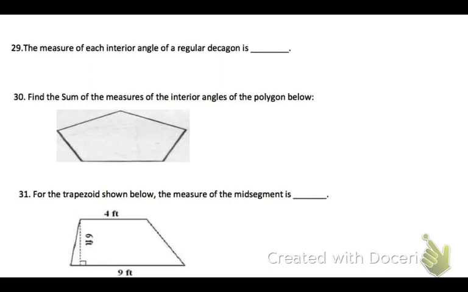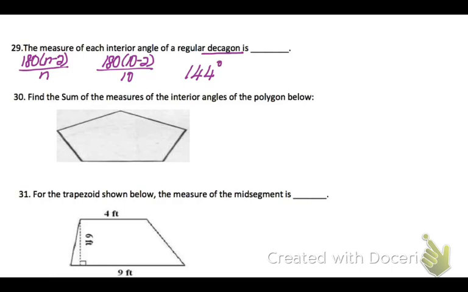All right. The measure of each interior angle of a regular decagon is, again, recall the formula for each individual angle in a regular shape: 180 times n minus 2, divided by the number of sides. A decagon has 10, so I'm just going to plug those numbers in, and I get that each interior angle is 144 degrees.